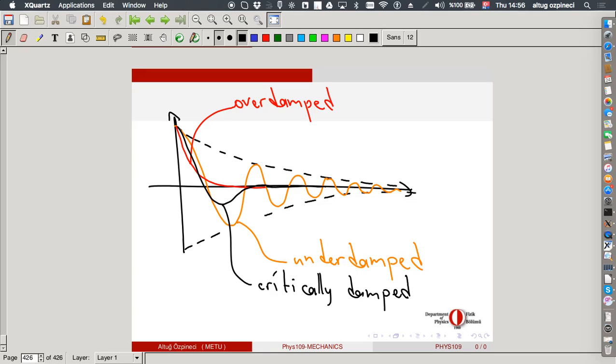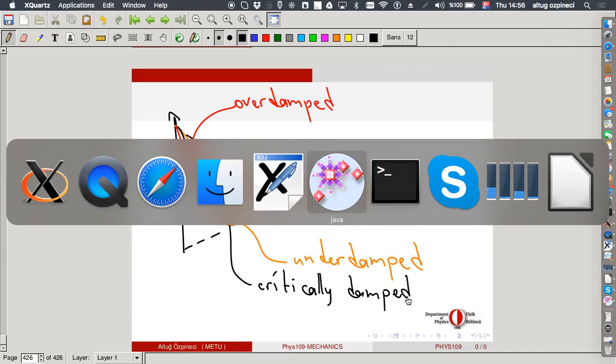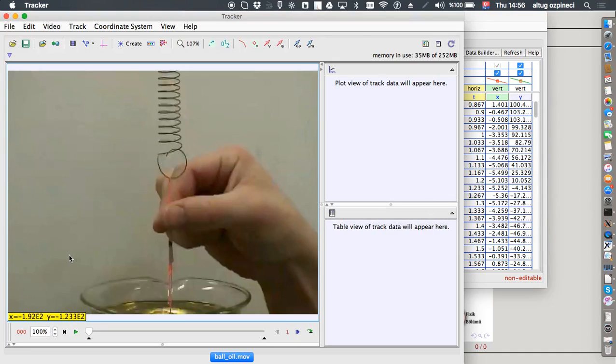Now let's see a video of this damped oscillator. Okay, here is the oscillator we have. Now to create this damping effect, here you have a cup filled with oil. Then you have this spring, there is a mass attached here in the oil. Well, the oil is used so that it creates a large enough damping so you will be able to see the effect in a short amount of time.